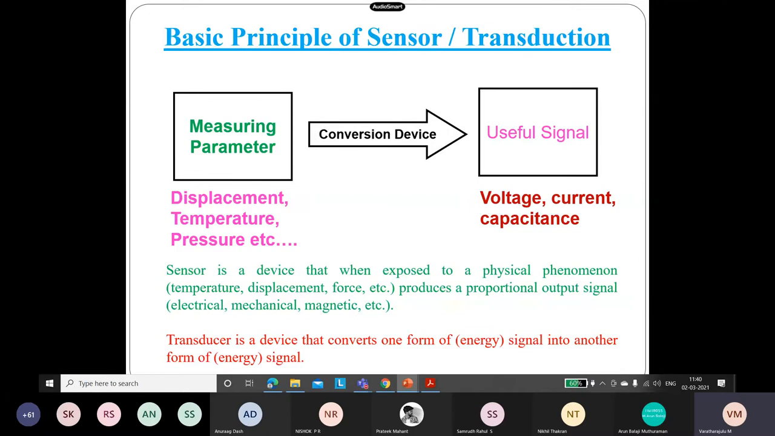And sensors are used to measure the physical change that happens in the surroundings, and convert it into a readable signal. The measuring parameters we have shown are displacement, temperature, pressure, light, etc., and they can be converted into a voltage, current, or capacitance. The common conversion is to electrical voltage, and the reason for making the conversion is that the converted signal is more convenient to be used with computers.